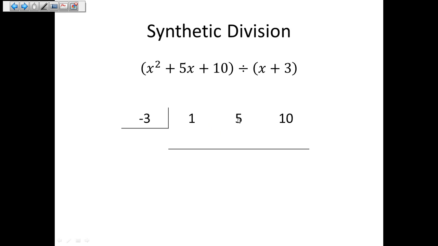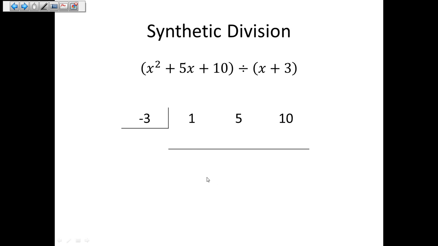Right here we see the coefficients from the first polynomial. So this x squared has what's referred to as an understood 1, then the 5 from 5x, and then the 10. Now, every single term needs to be accounted for, even if we don't see that term. If this was x cubed plus 5x, that means there's no x squared term, so we would put a 0 for the x squared term. But we don't have any missing terms, so this is it, 1, 5, 10. Okay, now we're all set up.